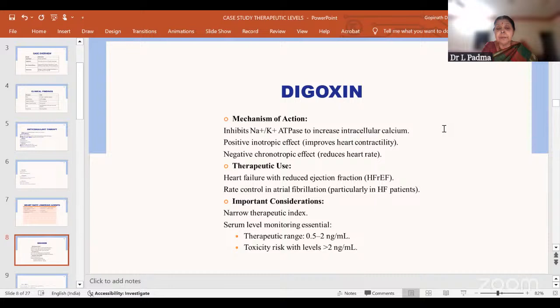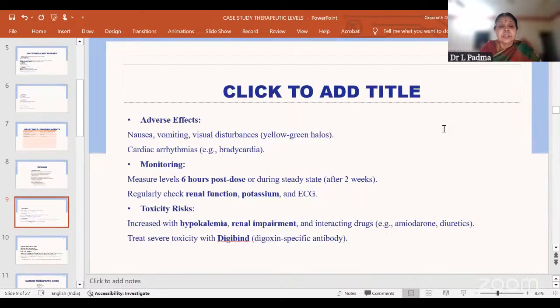The important thing you have to consider is the narrow therapeutic index, and also the serum level monitoring is very essential. It should be between 0.5 to 2 nanograms per milliliter, and the toxicity risk increases with levels more than 2 nanograms. There is a high risk of toxicity, which can be both cardiac as well as non-cardiac. The non-cardiac toxicity is mainly nausea, vomiting, and visual disturbances.